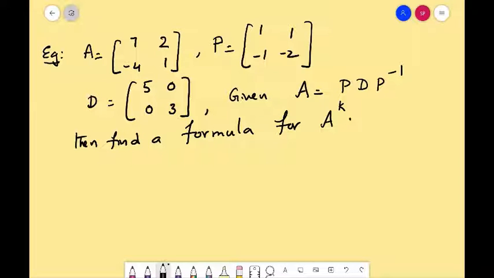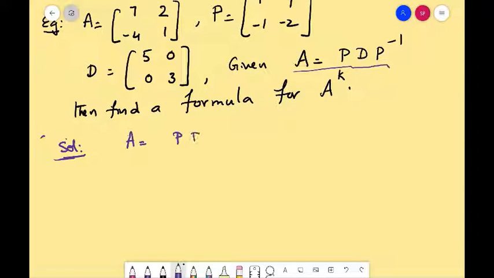Here a square matrix A is given 7, 2, minus 4, 1, and P is equal to 1, 1, minus 1, minus 2, and D is a diagonal matrix given. And also given that A is equal to PDP inverse. This you have learnt in similar matrices definition. So we can say A and D are similar to each other. That later we will discuss. Then find a formula for A to the power k. Now how do we use that previous concept about the diagonal matrix in this? Let us look at that.